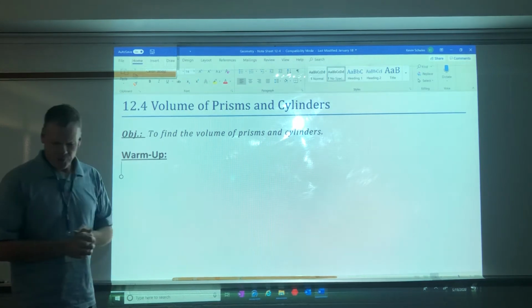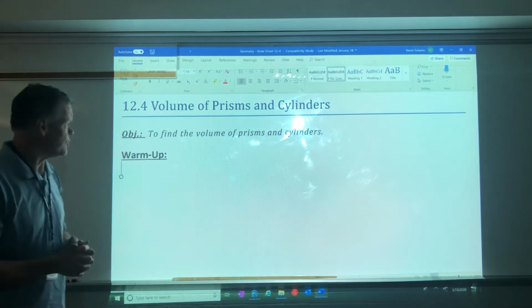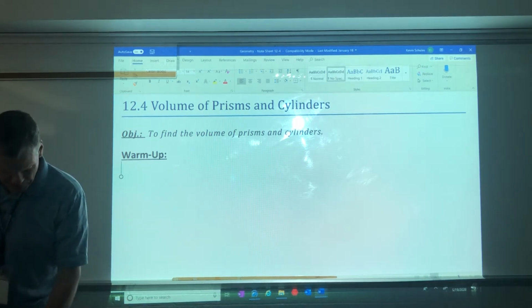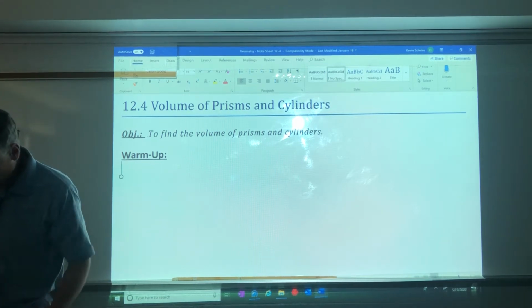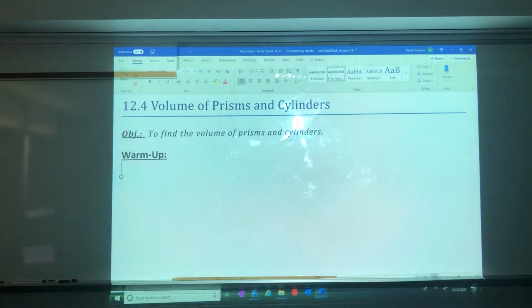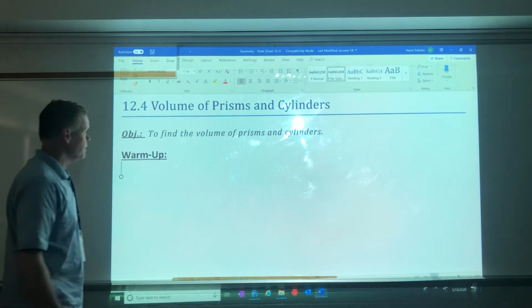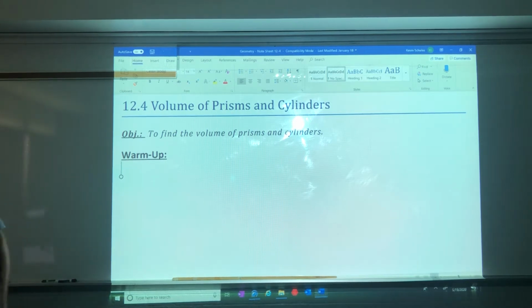Okay, so first thing, again, we're going to just look at the volume of prisms and cylinders. Just look at a couple of examples here. Then you'll go to your worksheet, and your worksheet also will have some examples with some notation. Okay, let's move this down a little bit.